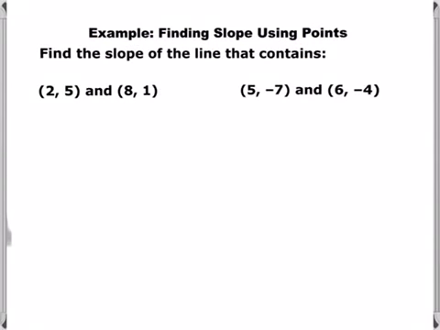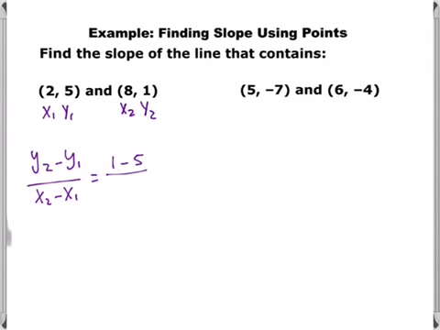All right, we're going to try these two examples as well. So for the first one, we've got x1, y1, x2, y2. And we want to plug these into the slope formula. So y2 minus y1, so 1 minus 5, over x2 minus x1, which is 8 minus 2. So 1 minus 5 is -4, 8 minus 2 is 6, and so when we simplify this, we're going to get -2/3 as our slope.